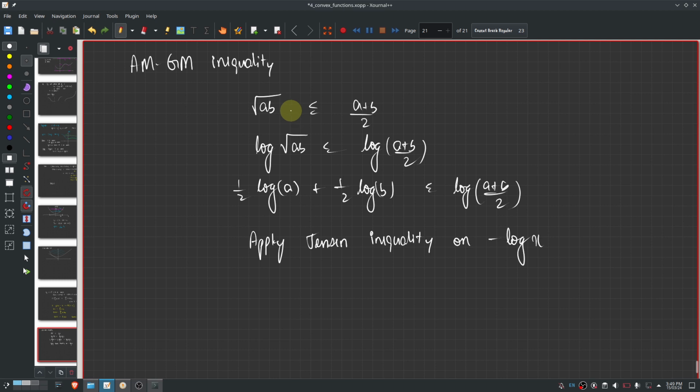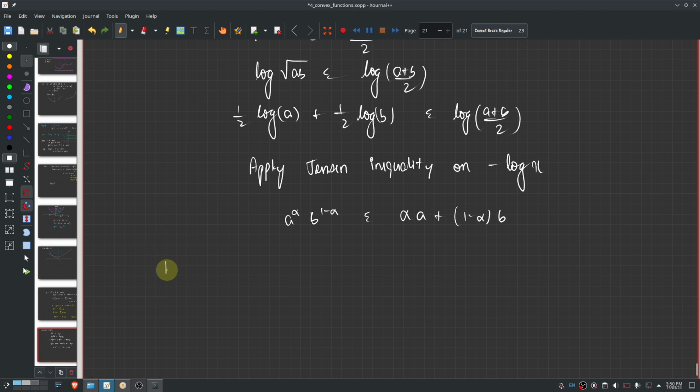You can prove a slightly more general version of the AM-GM inequality, because this holds for the specific convex combination of half and half, but in fact a to the power alpha times b to the power 1 minus alpha is going to be less than or equal to alpha times A plus 1 minus alpha times B. That's a slight generalization. But using this, you can also prove the Cauchy-Schwarz inequality, or more generally what is called Hölder's inequality.